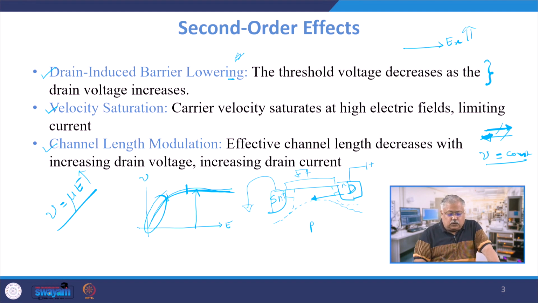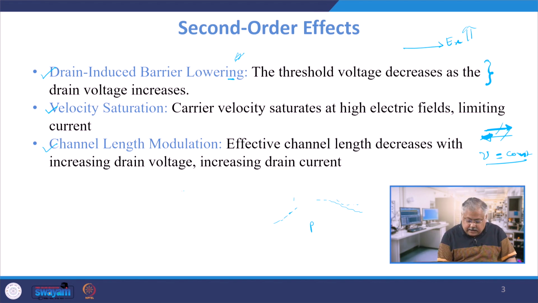Let us come to the last one, the channel length modulation effect. As the drain voltage goes on increasing for very short channel devices, the effective channel length starts to reduce, which means that the current will go on increasing as you have larger and larger drain current. Let me show you.